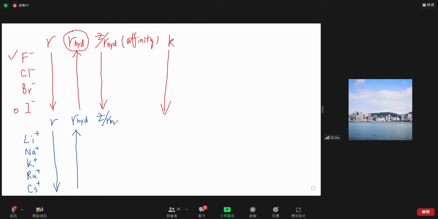And how about now charge density, the charge over the hydrated radius? Which way? Because now the hydrated ion radius for lithium is the largest, and the charge is the same, positive. So lithium has the largest R, and cesium has the smallest R. Z is the same. So that's why charge density increases from hydrated lithium ion to hydrated cesium ion, which also reflects the affinity.